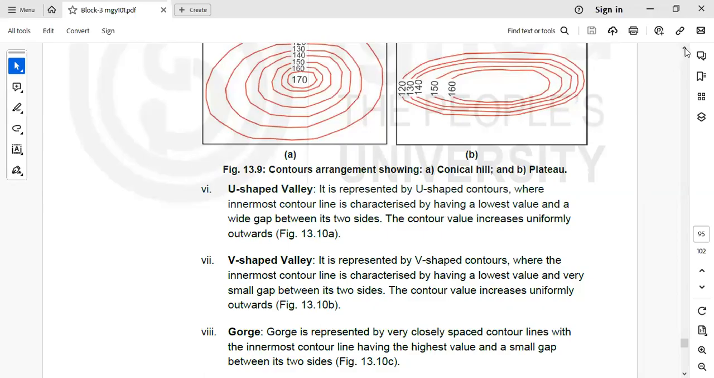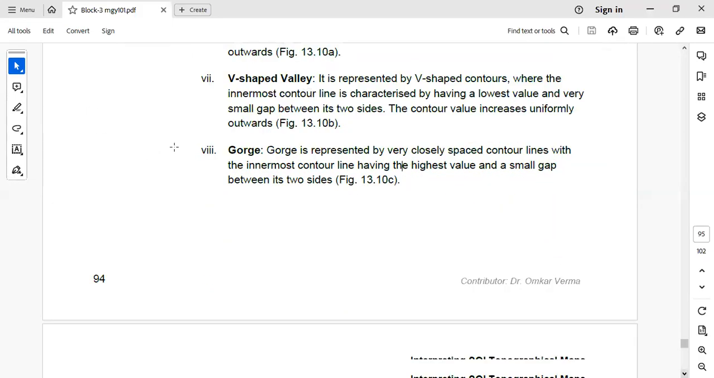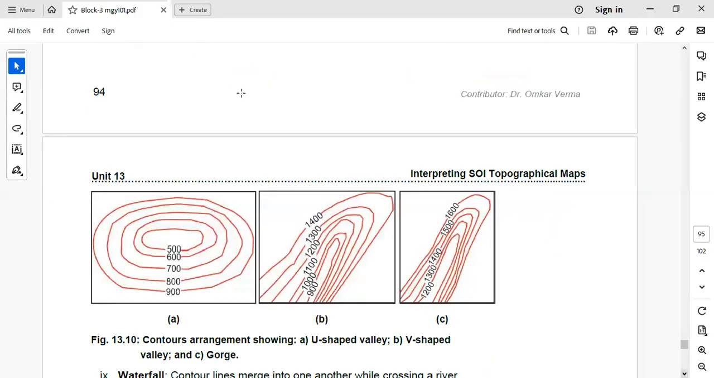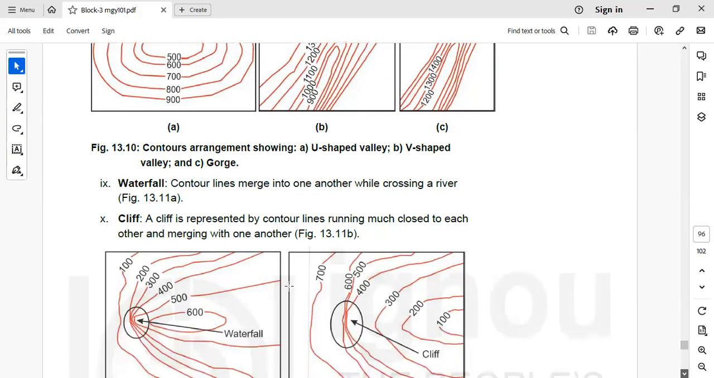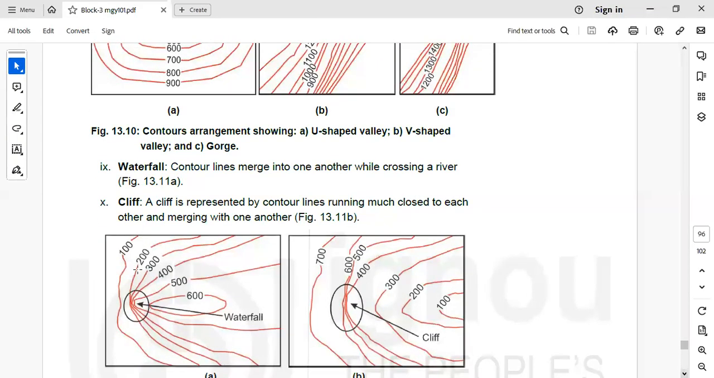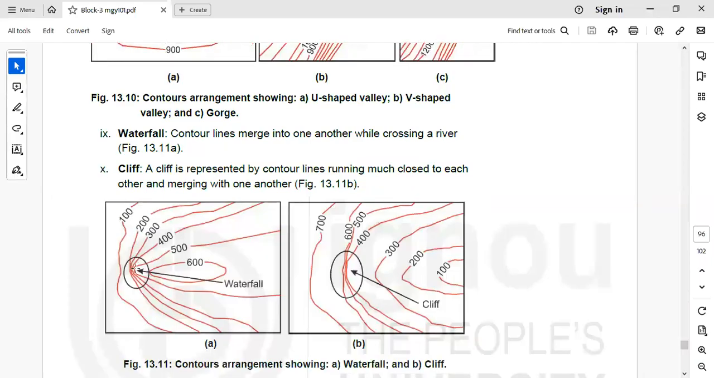Here, this figure shows the representation of the contours. This is U-shaped valley, this is a V-shaped valley, this is a gorge. And in case of waterfall, contour lines merge into one another while crossing a river. Here, this type of arrangement, the contour lines are merging with each other, and this type of arrangement indicates the presence of a waterfall.